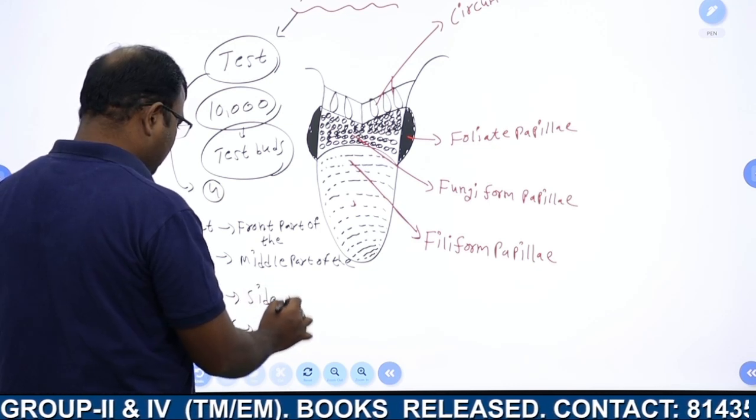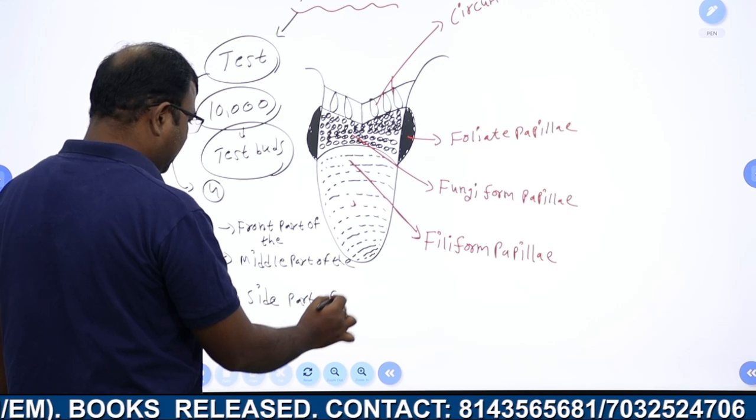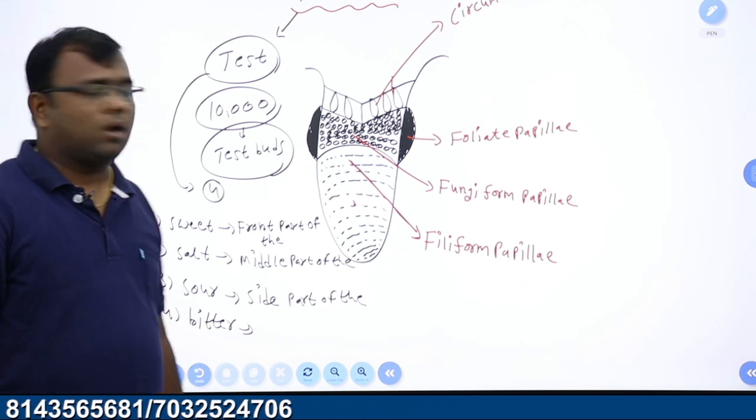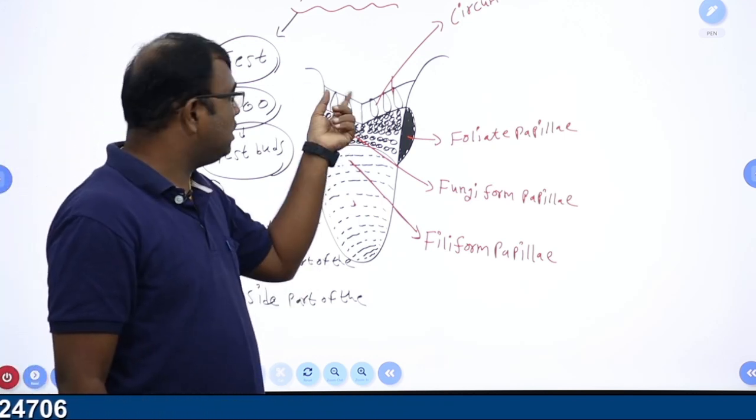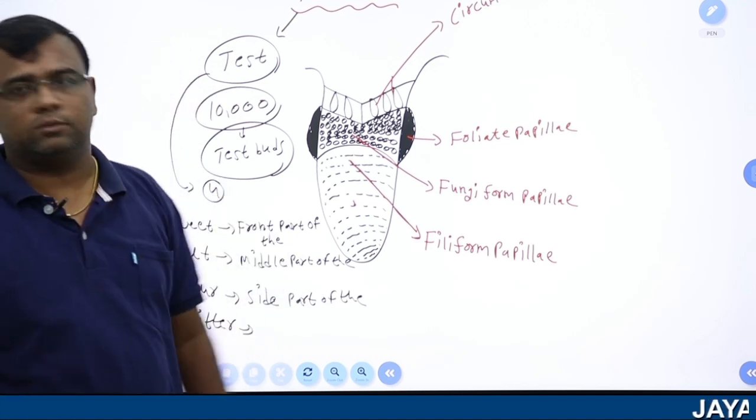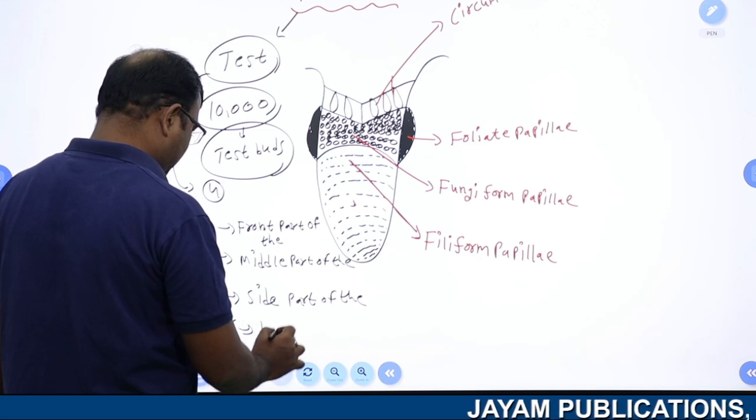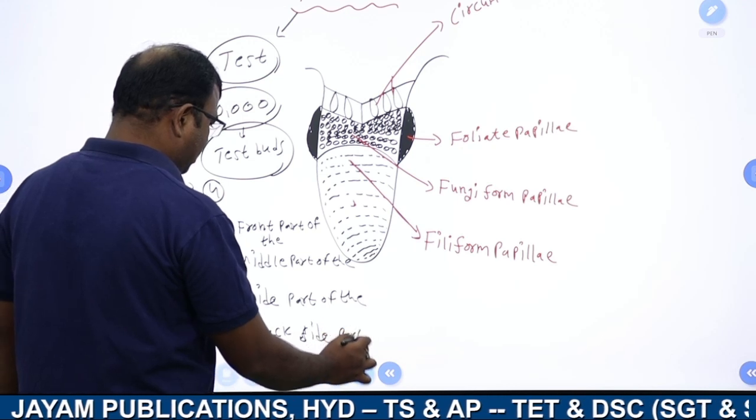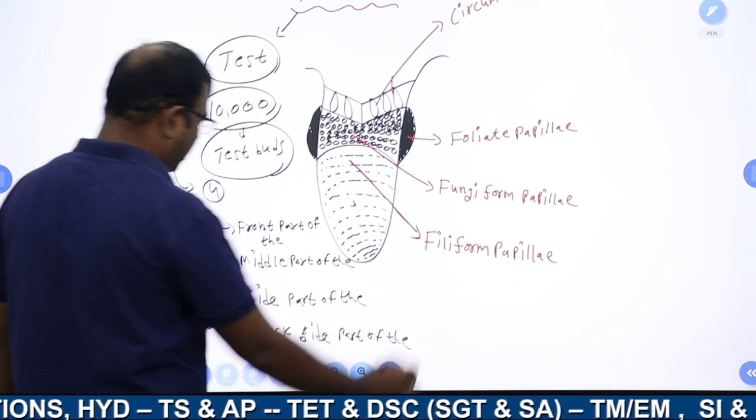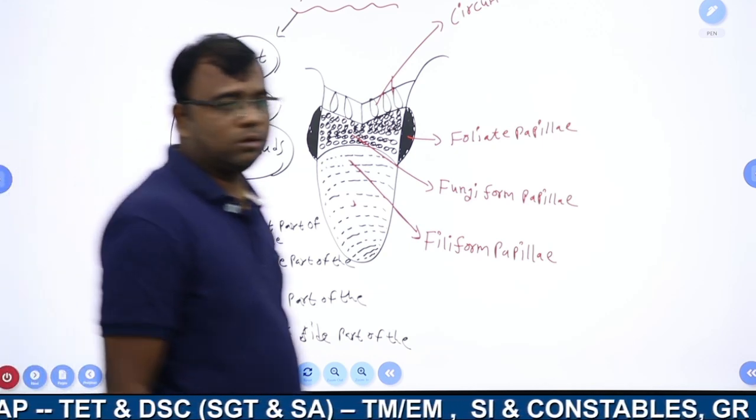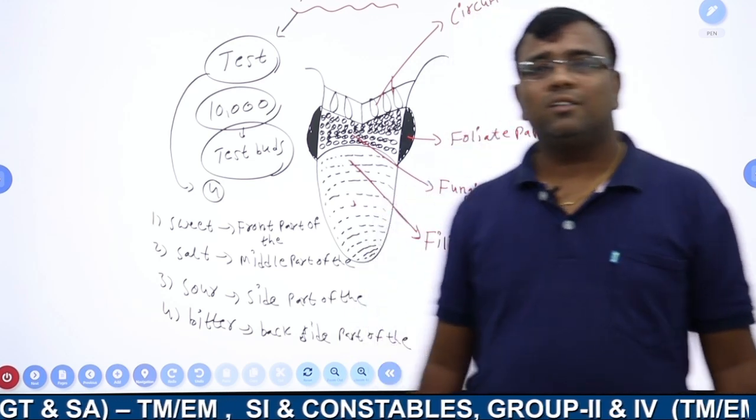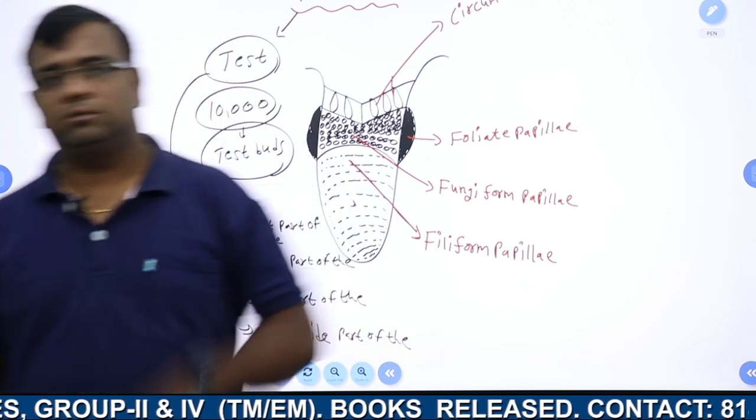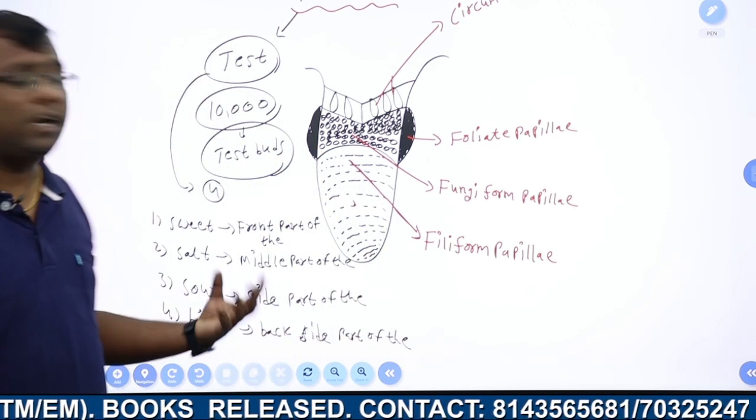The side part of the tongue identifies sour. And next, bitter: the backside part of the tongue identifies bitter. This is the taste test. In which part of the tongue is taste identified?